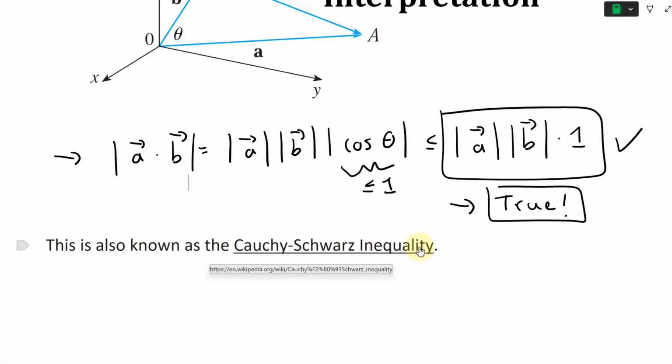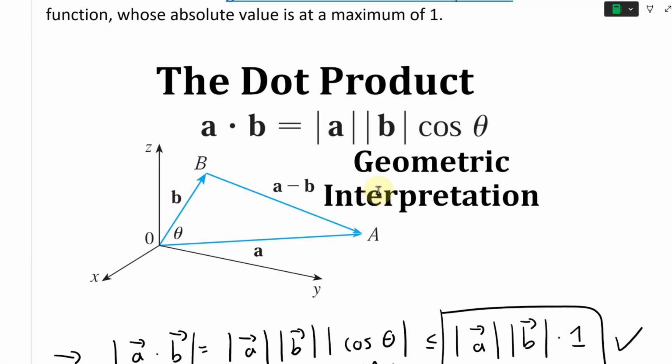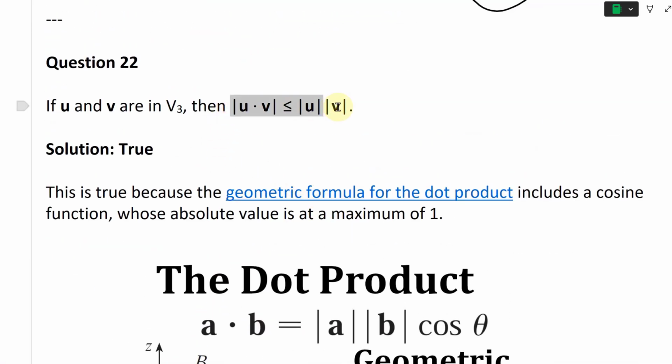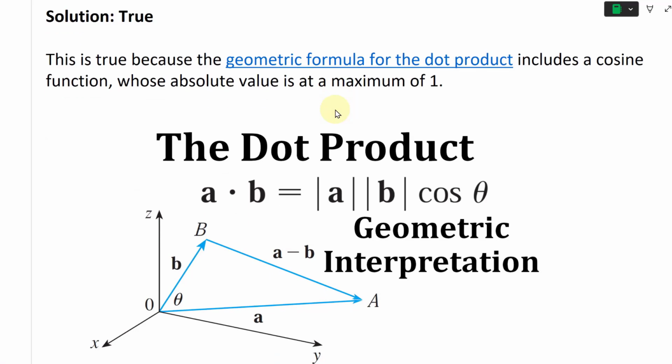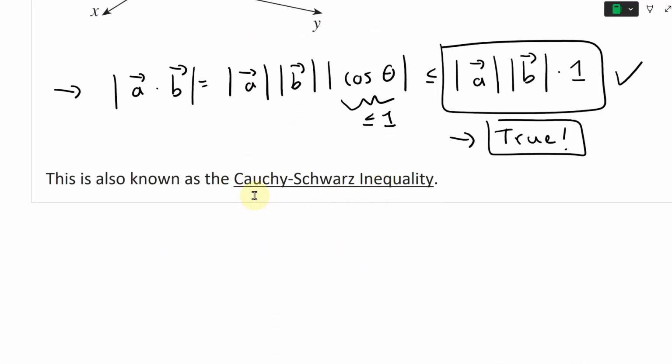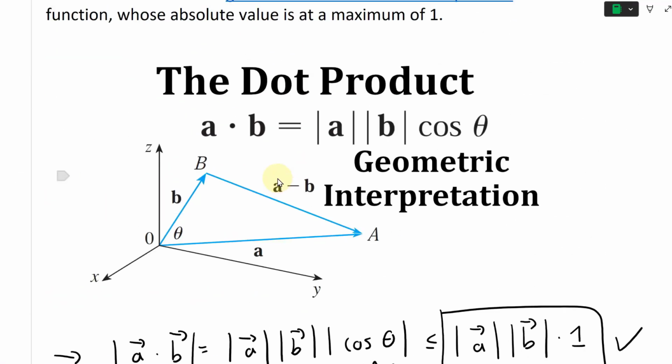This is also known as the Cauchy-Schwarz inequality. So that's very interesting. I think that's how you pronounce it, Cauchy-Schwarz inequality, and again this is it: the absolute magnitude of u dot v is less than or equal to the magnitude of the u vector times the v vector. This one is a special case, and there is a more general one. You could click on Wikipedia and have a look at that.